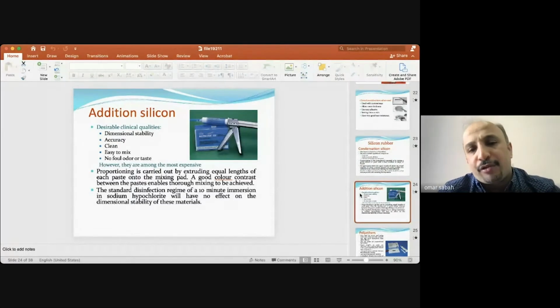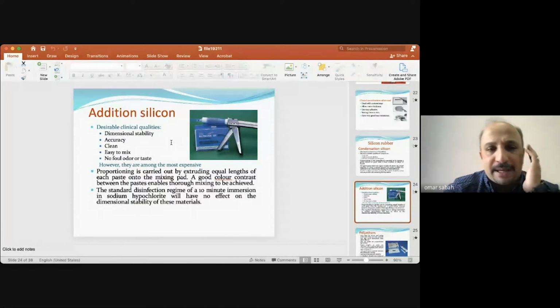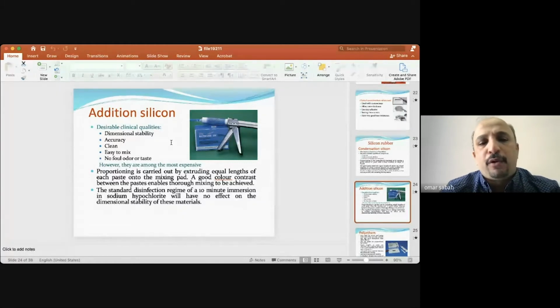The addition silicone that I mentioned, the light body: you can see the gun, you can see the tubes that fix on the guns, and here the mixing tips, okay? It is a more accurate material, because you use it after a heavy body or the rubber-based materials. It has desirable clinical qualities: dimensional stability, accuracy, cleanliness, easy to mix, no foul odors or stains.